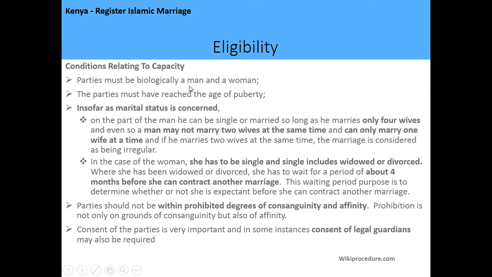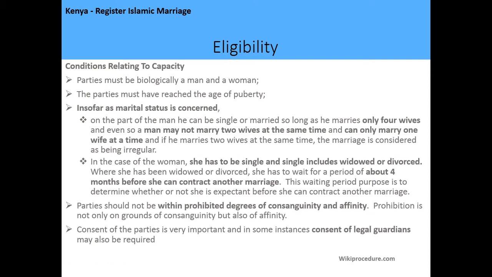The eligibility is that first we have to see conditions relating to capacity. First, the parties must be biologically a man and woman. Two, the parties must have reached the age of puberty for Islamic marriage. Insofar as marital status is concerned, on the part of the man, he can be single or married as long as he marries only four wives. Even so, a man may not marry two wives at the same time and can only marry one wife at a time. If he marries two wives at the same time, the marriage will be considered irregular.